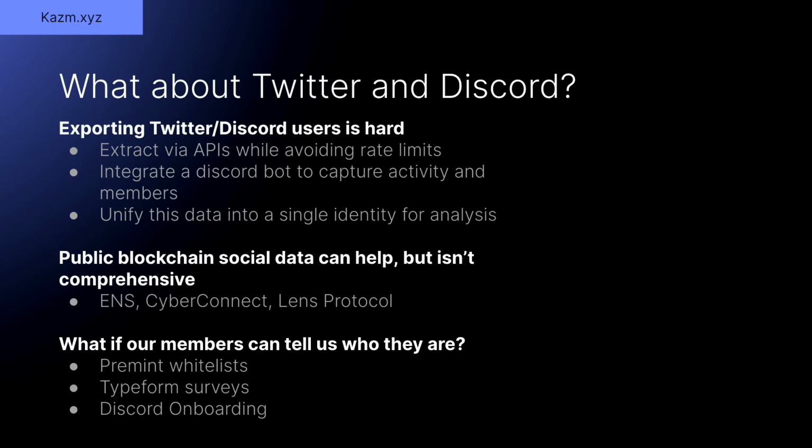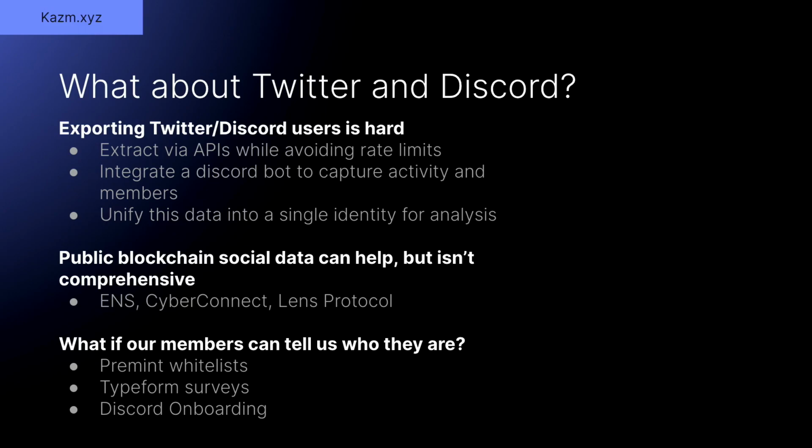And there is public blockchain social data as well. There are a lot of public identity providers on chain where you can try and go in and extract, like ENS protocol. You can upload who you are on Twitter and who you are on Discord, but it's not comprehensive. Only a very small subset of your users will have done that. And so we asked the question, what if our users can tell us who they are?